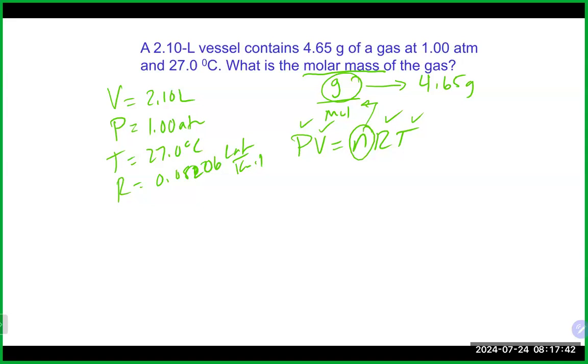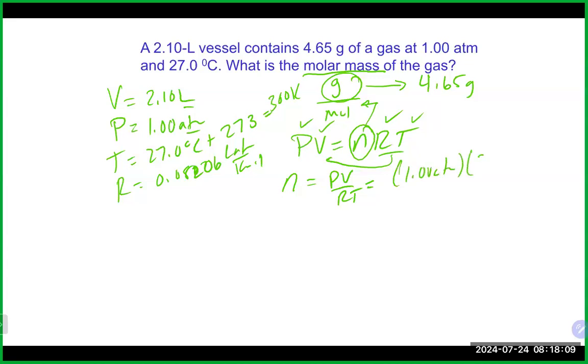In terms of the units here, we're all good, except for obviously, like normal, our temperature does need to be converted into Kelvin. So we'll add our 273 to that to give us 300 Kelvin. So now we could solve for n here, which is our moles. We're going to divide this to the other side, gives us PV over RT. So our pressure will be 1 atmosphere. Our volume here would be 2.1 liters.